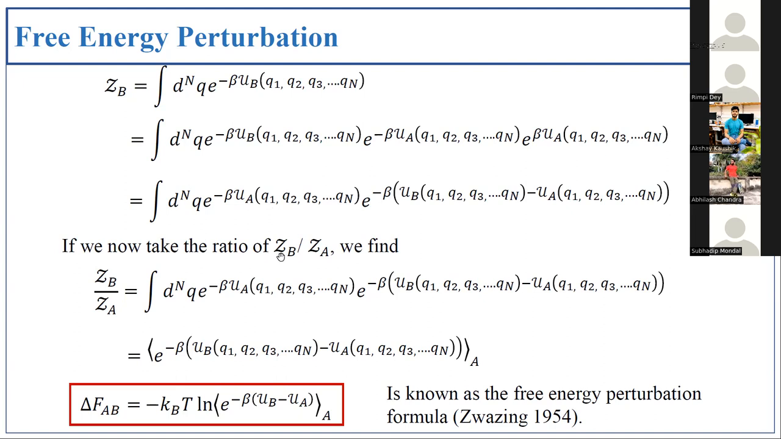Now I divide the configurational partition function ZB by ZA, which gives the following equation, and this gives an average form of the potential energy term. The free energy difference from state A to B is equal to minus KBT ln of the average over A of the exponential of the potential energy of state B minus the potential energy of state A. This equation is known as the free energy perturbation formula, proposed by Zwanzig in 1954.